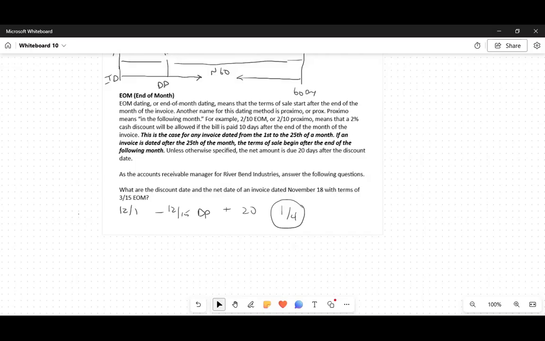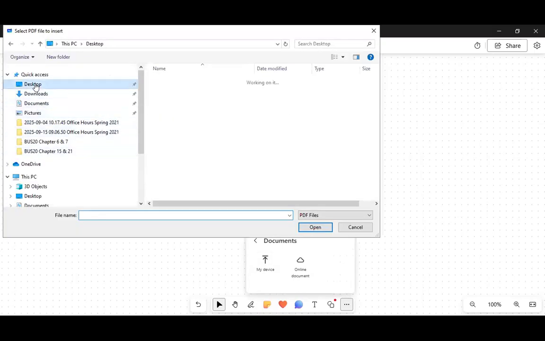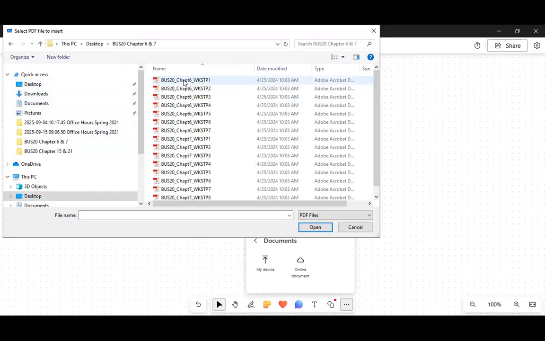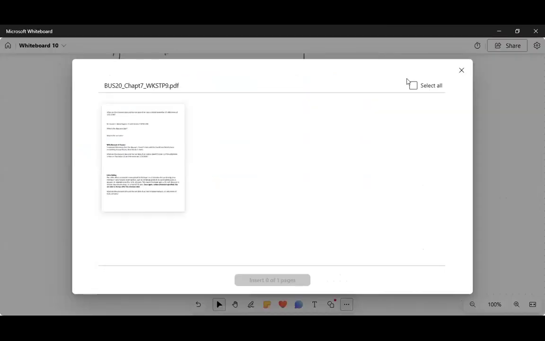Now, what happens if it's after the 25th? That's what I'm going to show you on the next page. So end of month is if it's on or before the 25th, it's just the next month. You just start counting the first day of the next month. But I think that was page 8. Yeah, here's the last one.